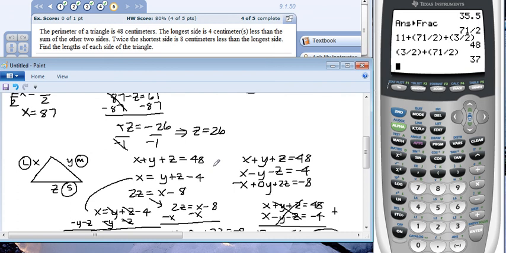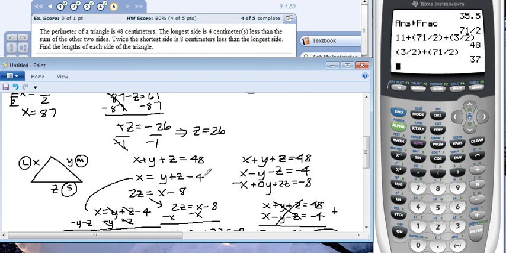We have the perimeter of the triangle is 48. x plus y plus z is 48. We have the longest side, which we've designated as x, is 4 less than the sum of the other two sides. So I have y plus z minus 4. That's correct. So twice the shortest is 8 less than the longest. So I think I have my triangle set up correctly.